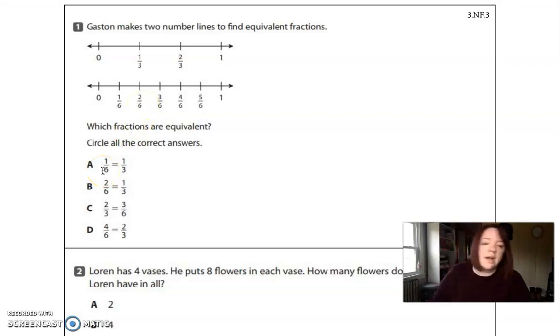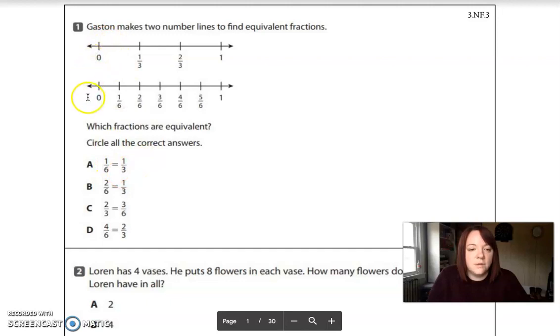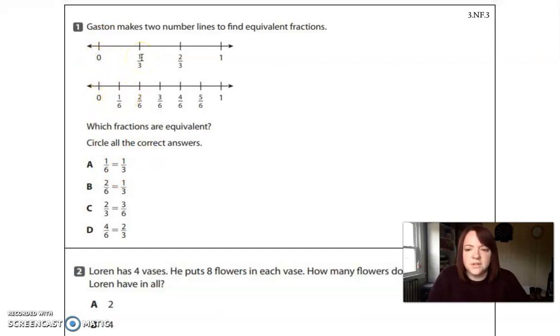Okay, letter A. 1/6 equals 1/3. Well, let's find 1/6. Here's 1/6. Oh, here's 1/3. Do those look equal to you? They don't look equal to me. So we know A is not going to be the answer. So I actually crossed it off on my paper. So cross it off.